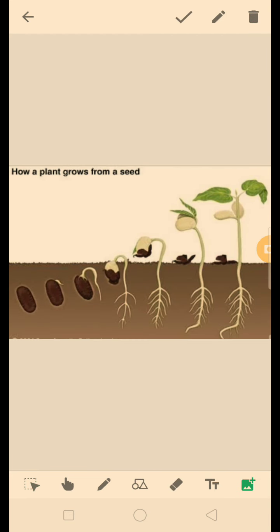This figure shows you how a plant grows from a seed. The seed is buried deep inside the earth. Then first of all radicle grows, then plumule. Radicle forms the root part, plumule forms the shoot part, then leaves come out. This is how a plant grows from a seed, as you can see on your screen. Now what is next?